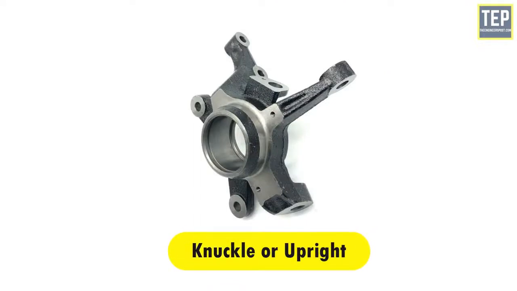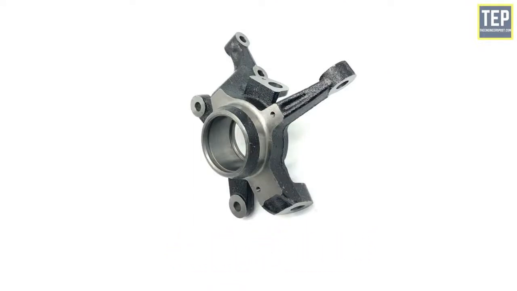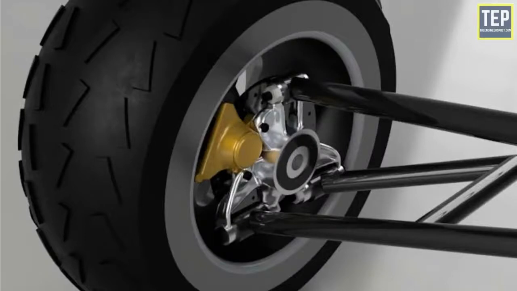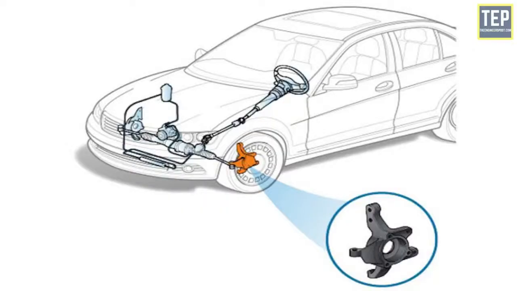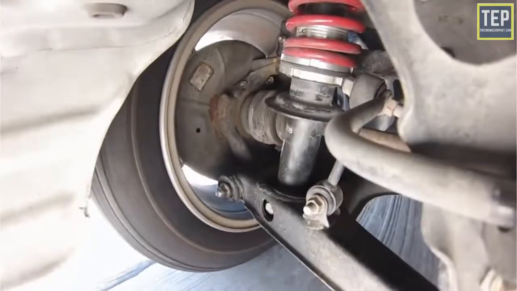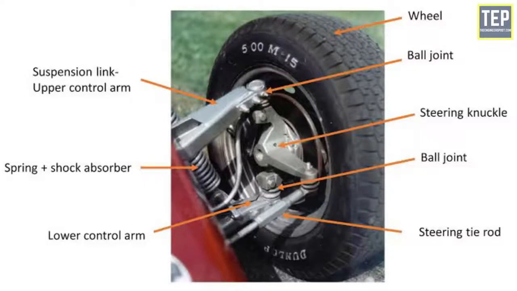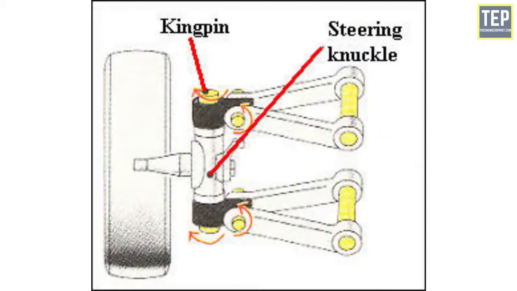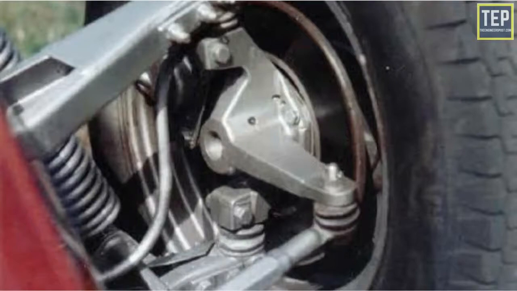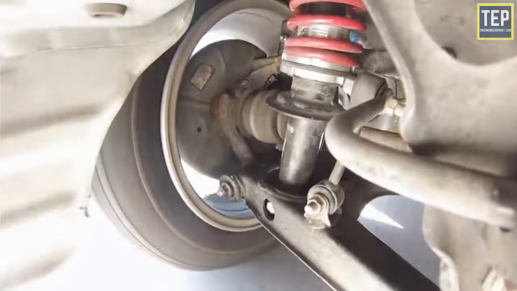Knuckle or upright. This is used to connect the wheels to the suspension system. The knuckle arm is positioned at the front wheel of the car. The wheels rotate continuously on the spindle shaft that comes from the knuckle arm. It is also connected to the lower arm using a ball joint. The knuckle has a caster angle and a king pin on the front wheels, which helps in steering a vehicle in the left or right direction.